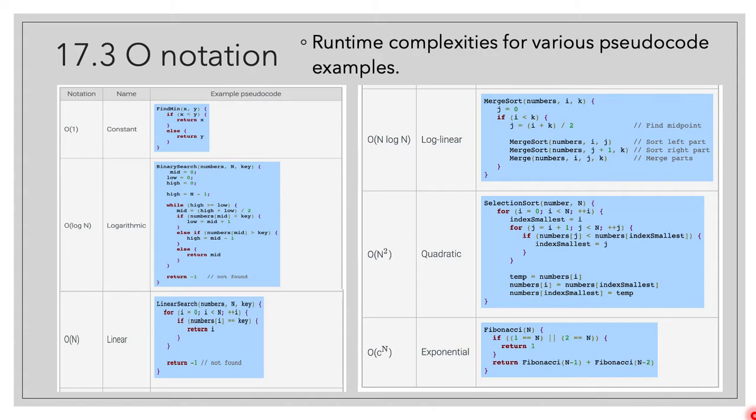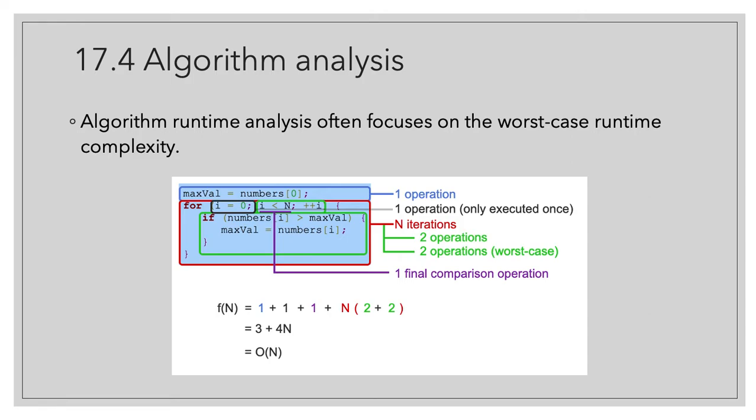In terms of algorithm analysis, to analyze how the runtime of an algorithm scales as the input size increases, we determine how many operations the algorithm executes for a specific input size n. Then the big O notation for the function is determined. Algorithm runtime analysis often focuses on the worst case scenario complexity, as you can see from this example.